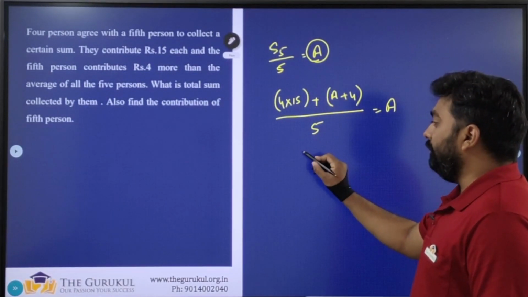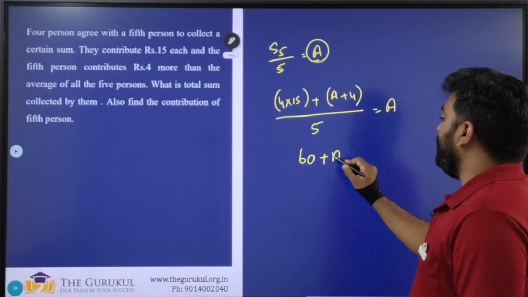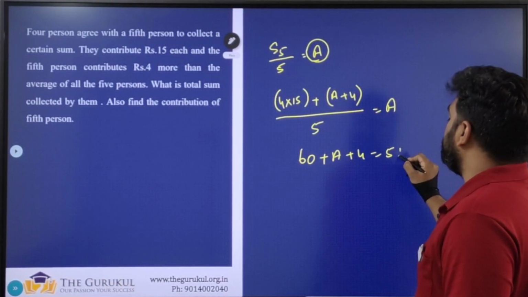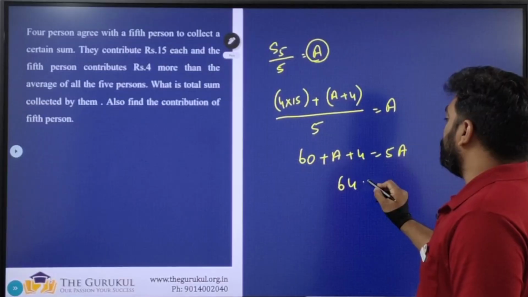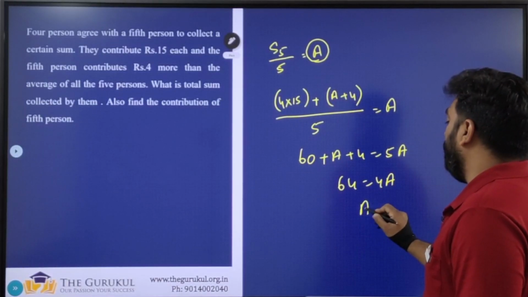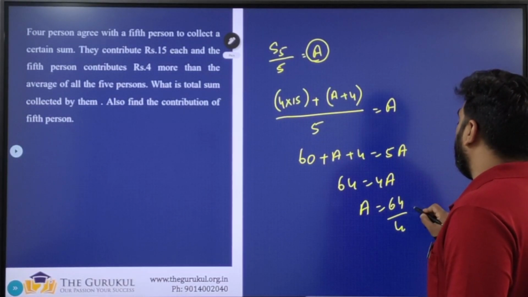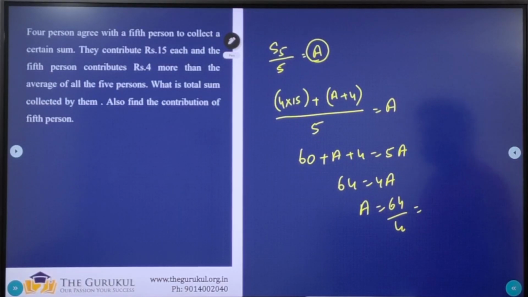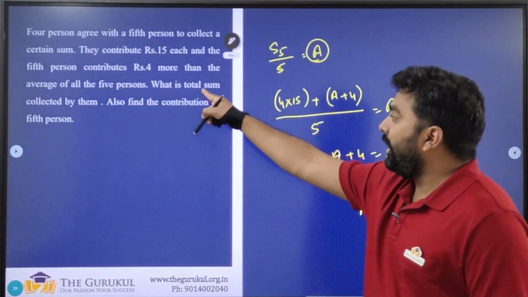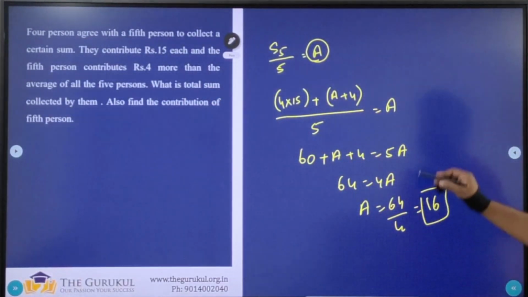So 4 into 15 is 60, plus A plus 4 is equal to 5A. So 64 equals 4A, A equals 64 by 4. Very good. 16. Now what is happening? That is the average of the total. But they are asking to find the total sum collected by them.